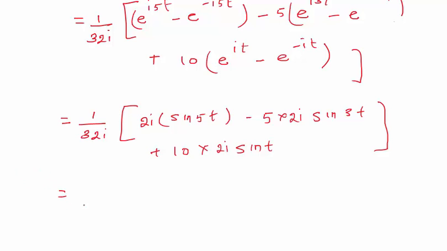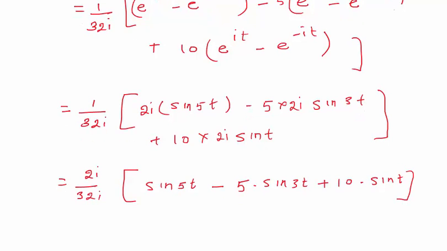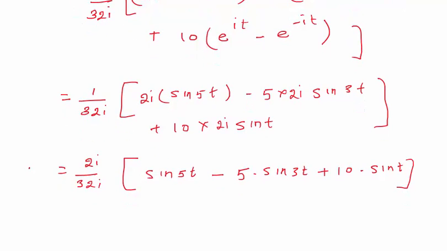Now here 2i is common, so that 2i we can take out, 2i divided by 32i, and here I have sin 5t minus 5 into sin 3t plus 10 into sin t. This is the value of sin power 5t.